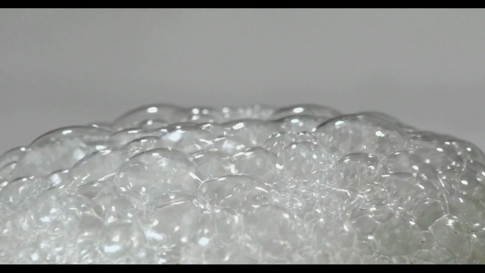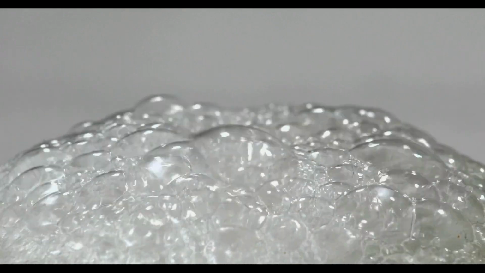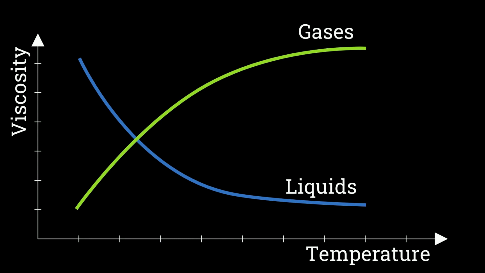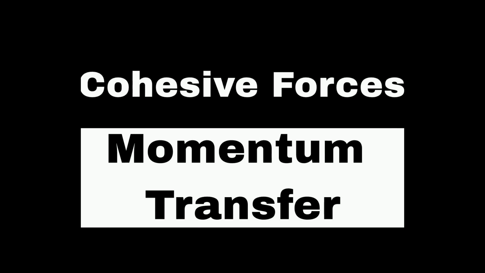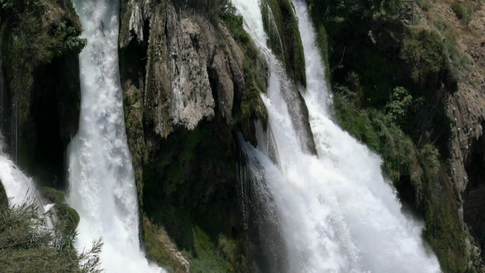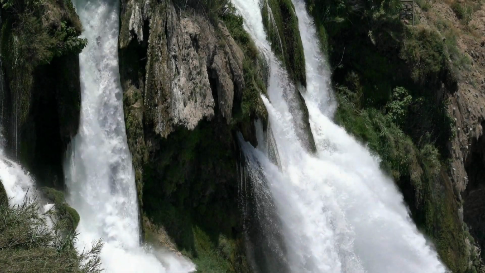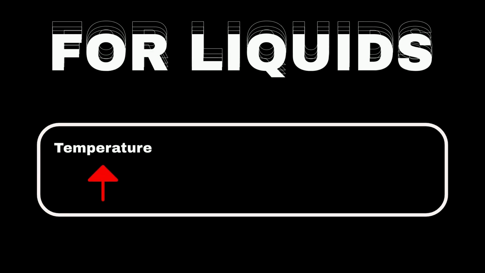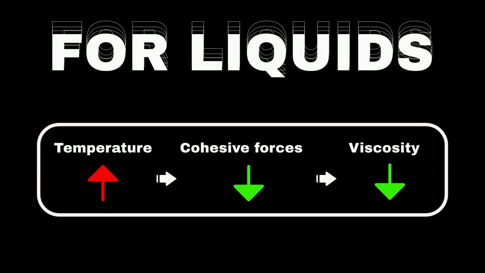The viscosity of a fluid is influenced by temperature. In the case of liquids, viscosity tends to decrease as the temperature rises, while for gases, viscosity increases as the temperature rises. This behavior can be attributed to the interplay between cohesive forces and momentum transfer within the fluid. In liquids, cohesive forces play a more significant role compared to momentum transfer. As temperature increases, the cohesive forces decrease, allowing for easier flow and resulting in a decrease in viscosity.